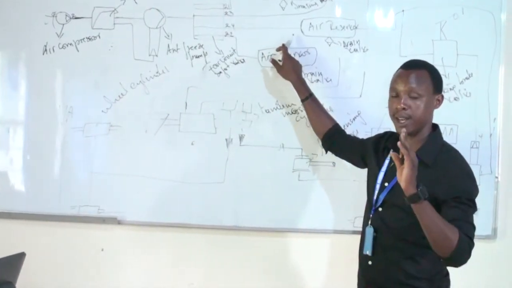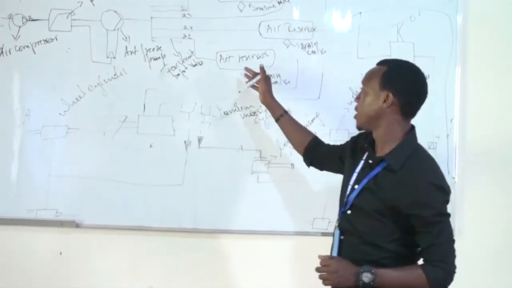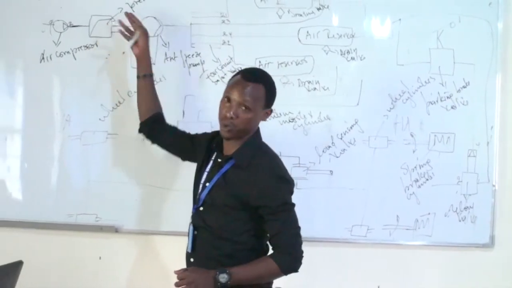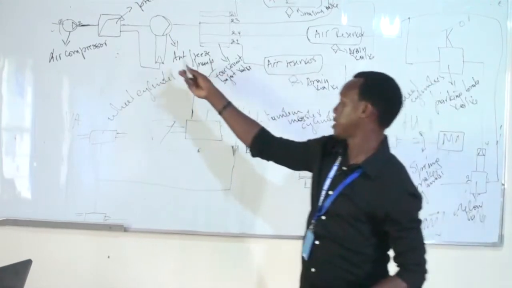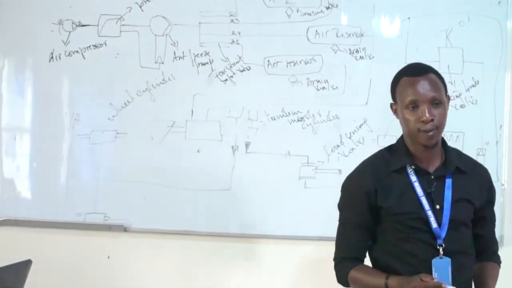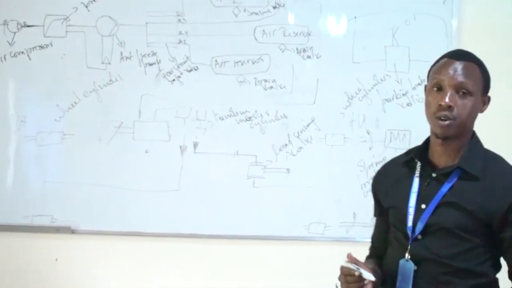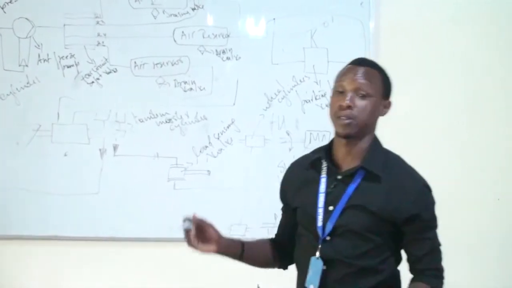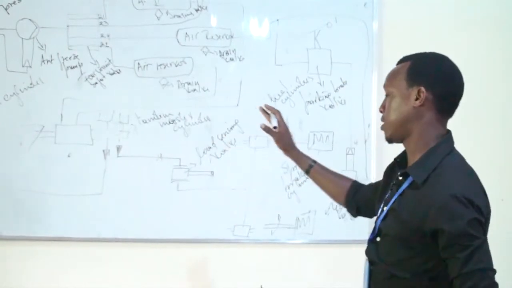But whenever the air reservoir is full, it will cut the pressure and allow it to go to the atmosphere. So this antifreeze pump, I've told you that it has the function of injecting antifreeze into the pneumatic circuit for preventing condensation of water. That is the function of this antifreeze pump.